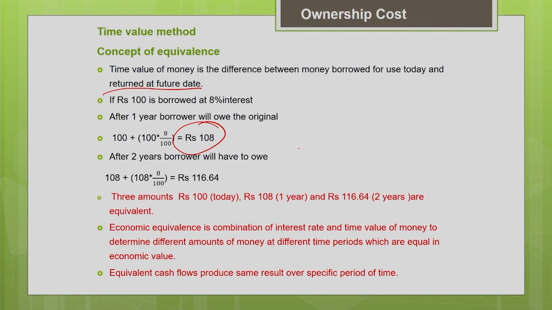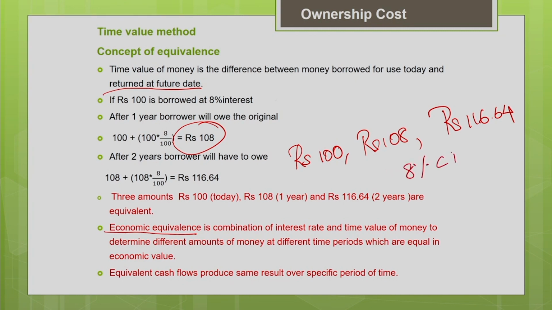The thing we have to keep in mind is that all these three values are equivalent: the 100 rupees today, rupees 108 after 1 year, and rupees 116.64 after 2 years. They are not equal, but economically they are equivalent. This is called economic equivalence. That is, they are going to create the same effect. This is the concept of equivalence. They are made equivalent at a compounding interest of say 8%.